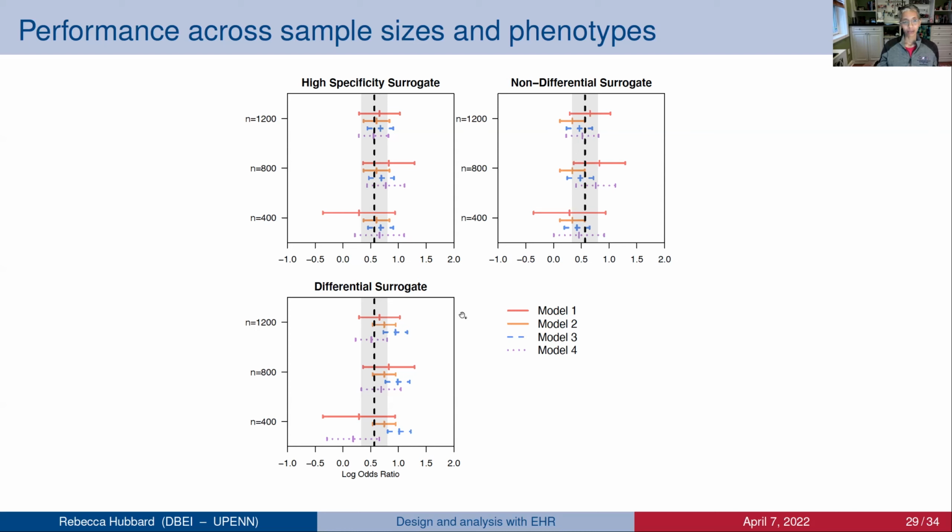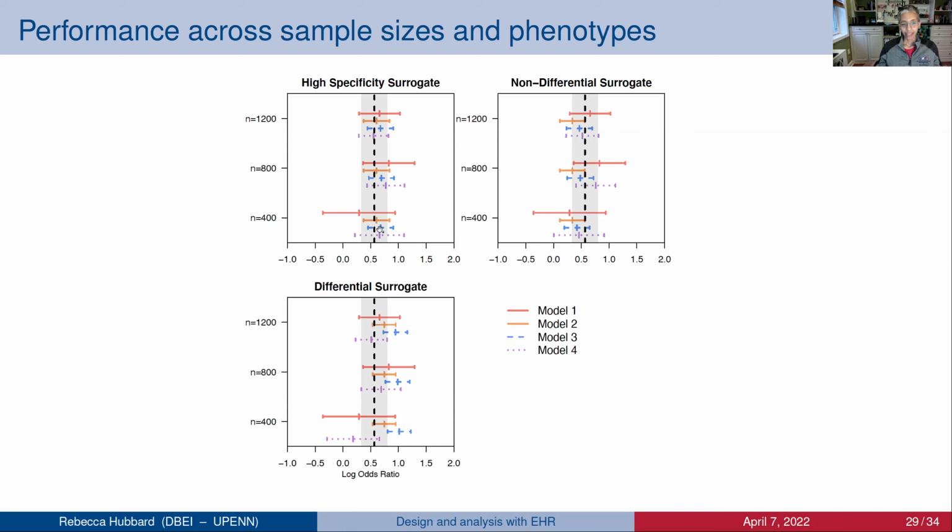Model 3, which makes a maximum likelihood-based misclassification correction, performs well when we correctly specify that misclassification model. So as I said, we're assuming here non-differential misclassification. So when non-differential misclassification holds, everything looks good. When it does not hold, using that misclassification correction approach actually exacerbates the bias relative to the uncorrected approach.